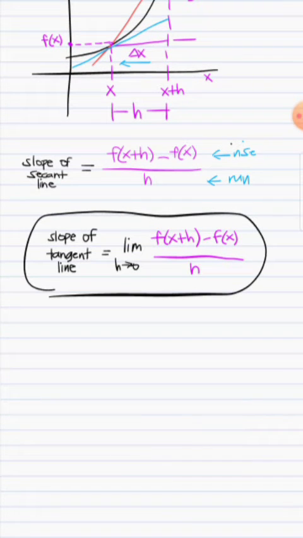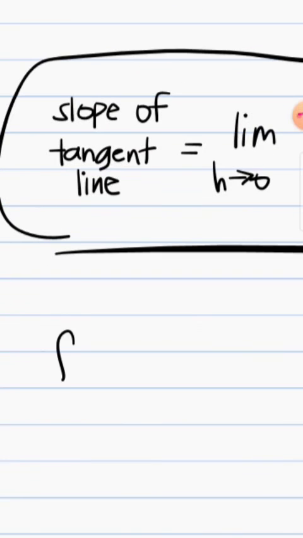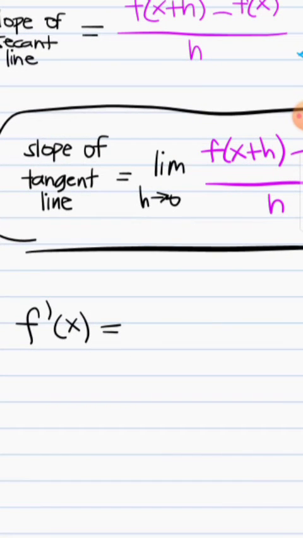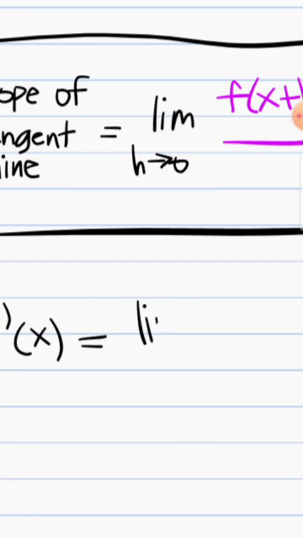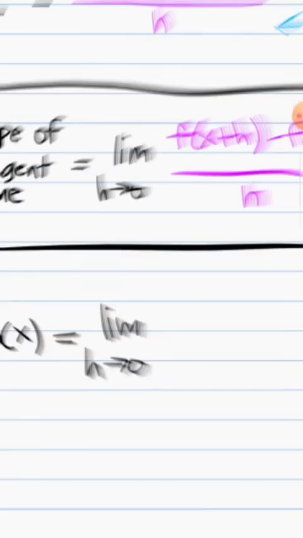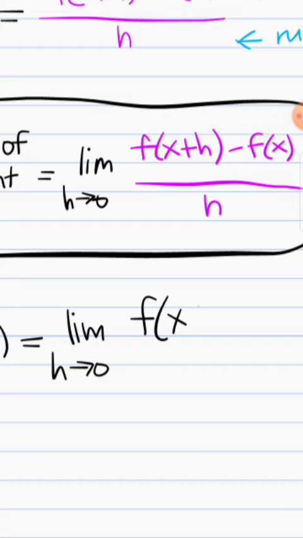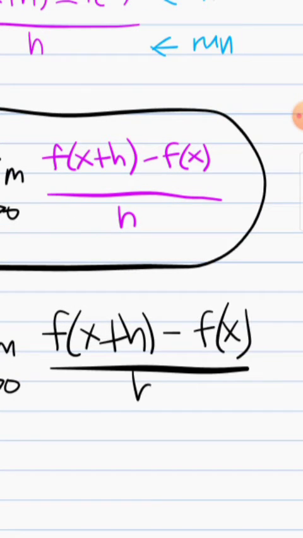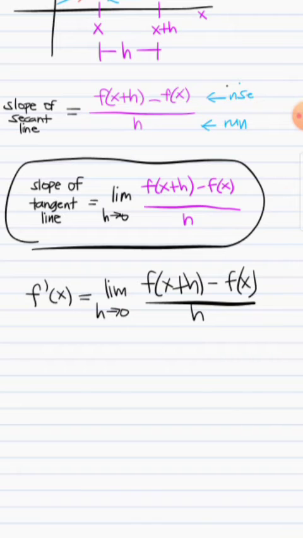This is the slope of the tangent line, and that is what a derivative is. So if we have a function, its notation is like that. f prime of x is just the limit as h approaches 0 of f of x plus h minus f of x over h. So how do we use this formula?